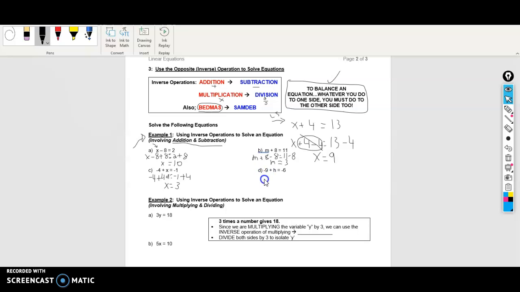Let's try example D. Same idea. What is the opposite of minus 9? Well, that's plus 9. So we do minus 9 plus 9 plus h is equal to, what do we do? We added 9, so that means we need to add 9 on the right side as well, plus 9. Minus 9 plus 9 is 0, so we have h alone now, is equal to minus 6 plus 9, which is 3.